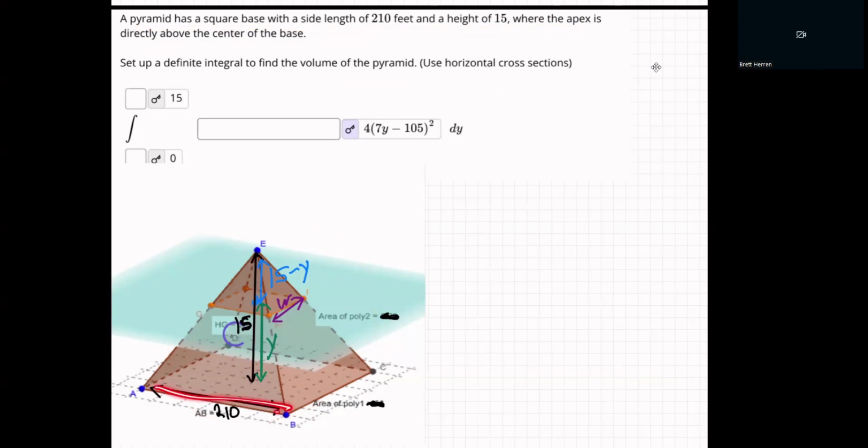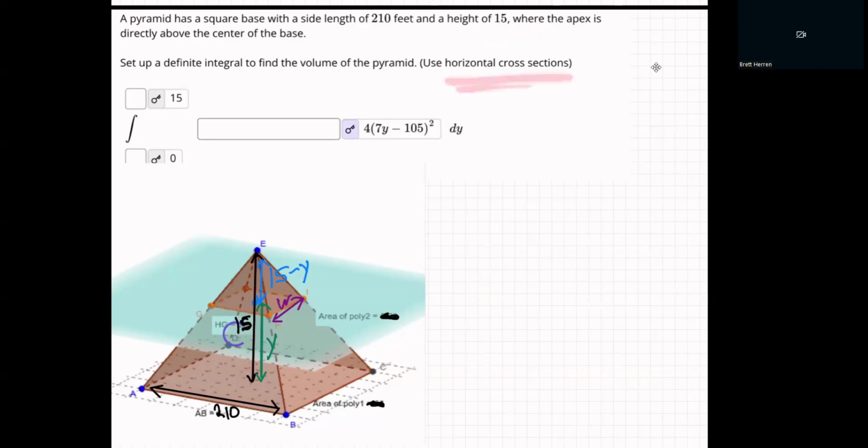Here we have a picture of it, and it says the side length is 210, so this is 210. This is also 210, the base, and the height of the thing is 15. So all the way from the tip top straight down, the apex is up here, right over the center of the base. That's 15.